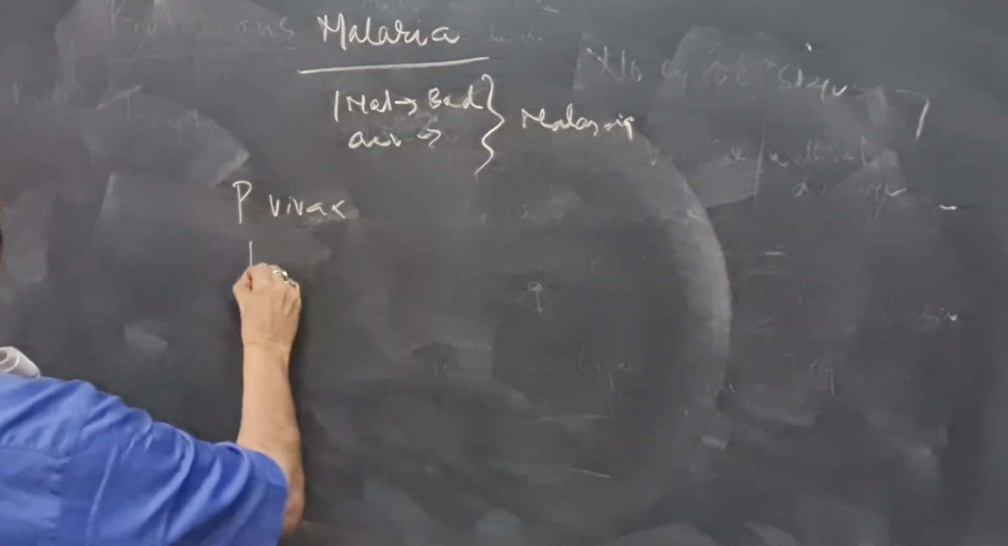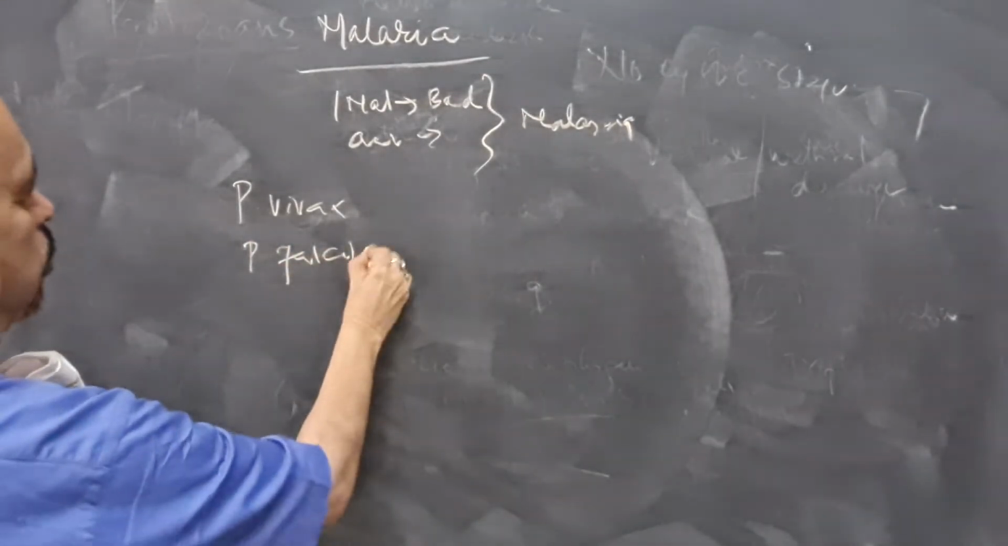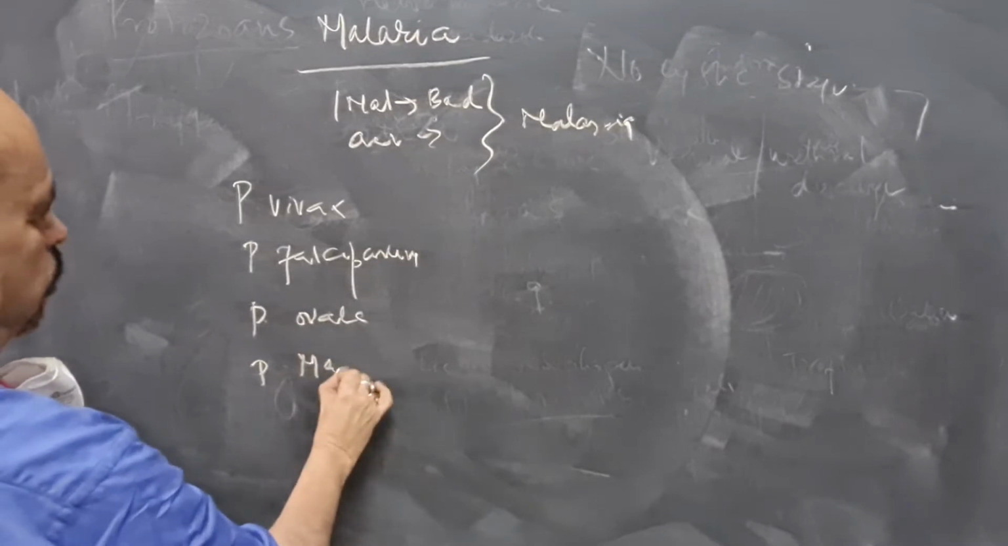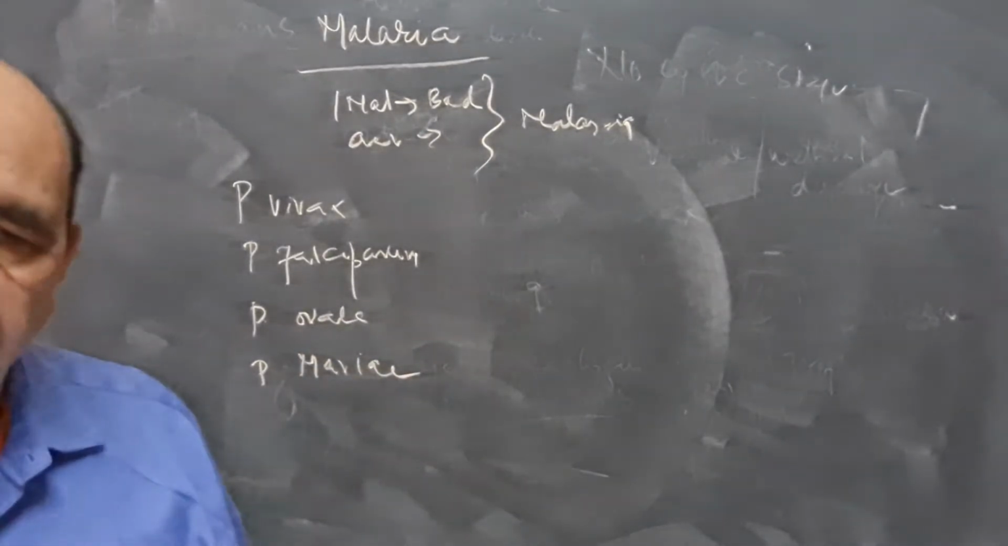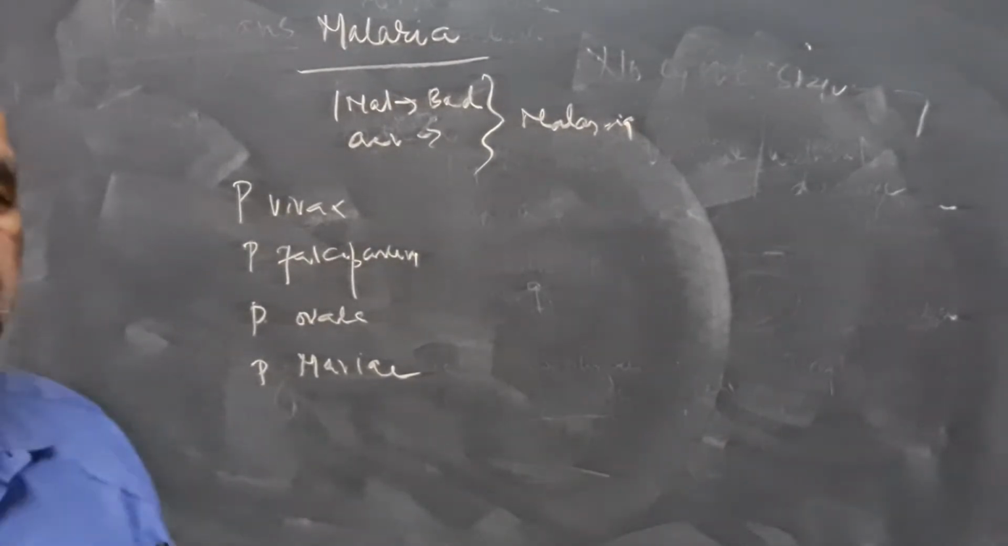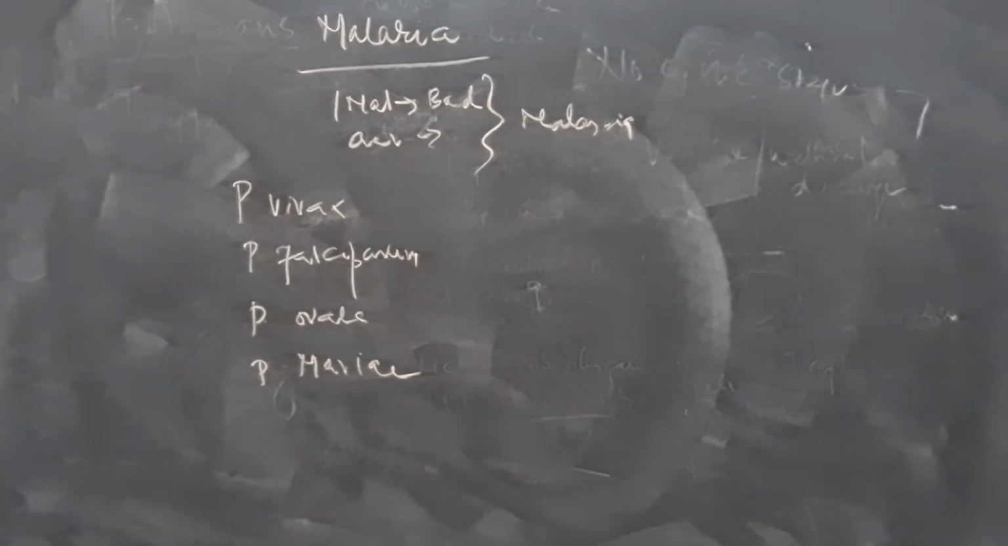Plasmodium vivax, Plasmodium falciparum, Plasmodium ovale, and Plasmodium malariae. Everybody remember: Vivax, falciparum, ovale, and malariae. Okay, one more has been added, Plasmodium knowlesi.